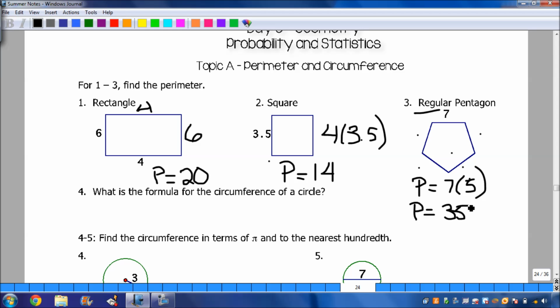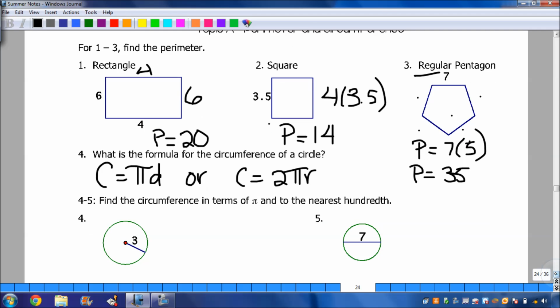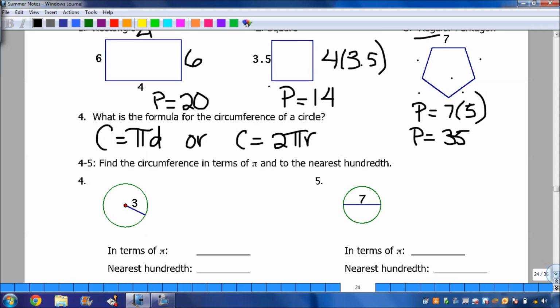The formula for the circumference of a circle is pi d, or 2 pi r, either one is fine, whatever you prefer. D stands for diameter, and r stands for the radius, and the diameter is twice as big as the radius. So in question number 4, the radius is 3, which means the diameter is 6.